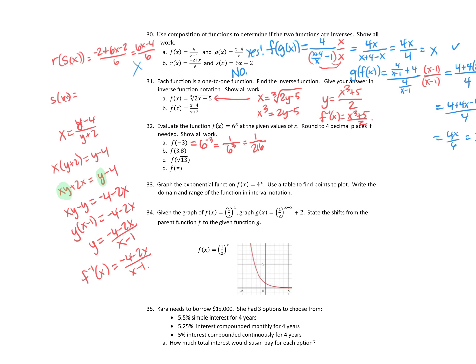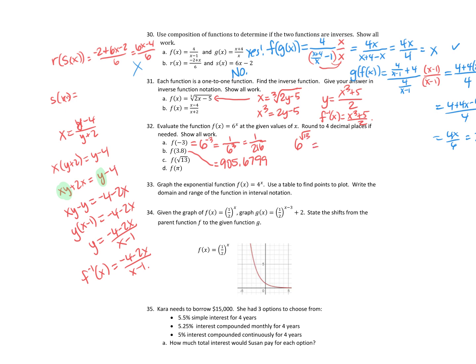F of 3.8, so I could do 6 raised to the 3.8 power. That I'm going to have to get a decimal approximation for. So this is equal to 905.6799. Okay, f of square root of 13, so I'll have 6 raised to the power square root of 13.